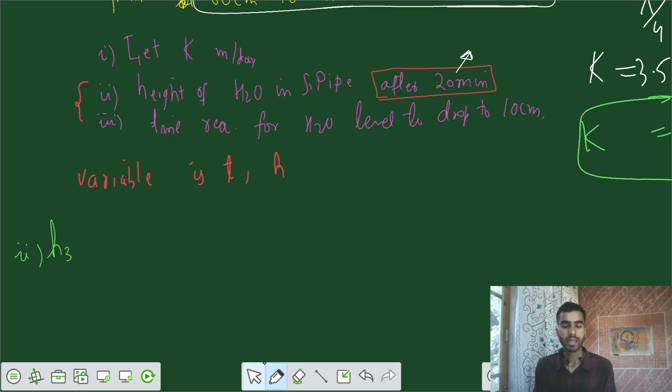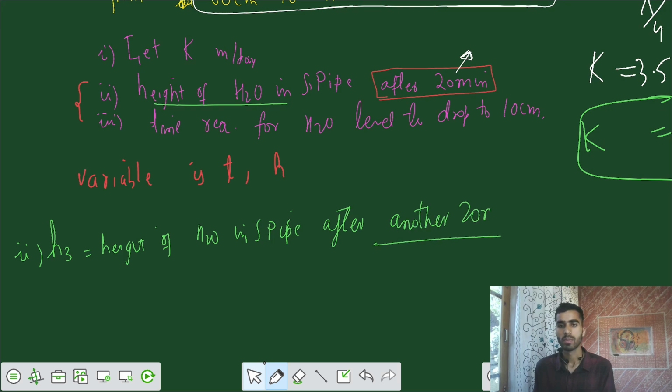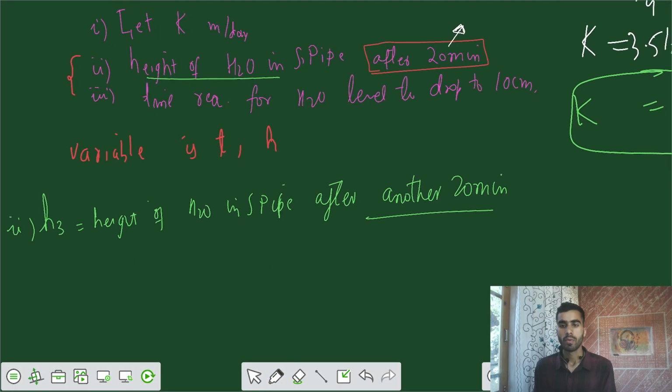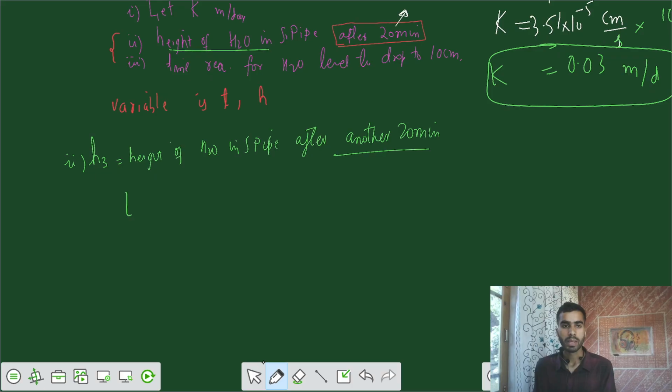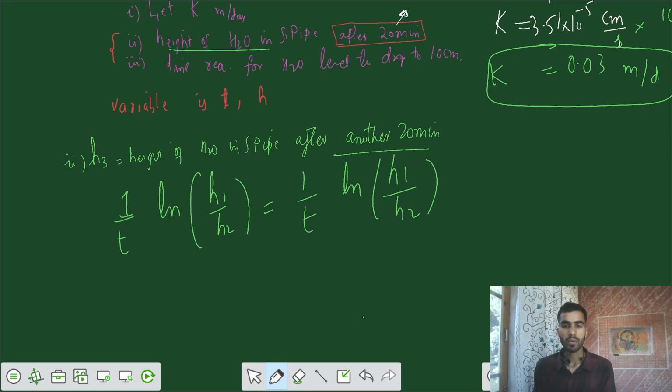Let's say that H3 is the height of water in the standpipe after another 20 minutes. So we would write that equation. We have the equation 1 by T of ln H1 by H2. So if I have those variables now, initially I was having H1 by H2, so I can substitute those values of H1 and H2 here.